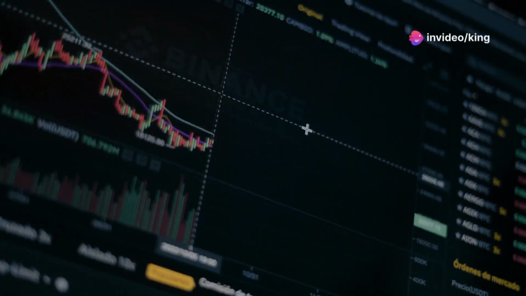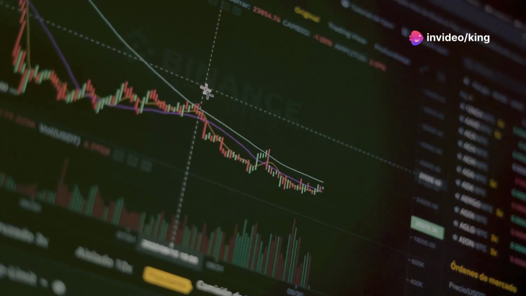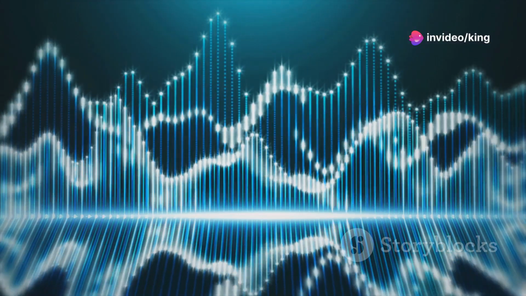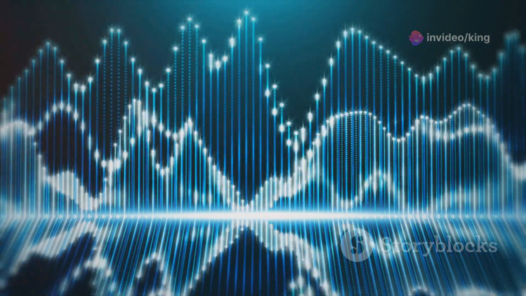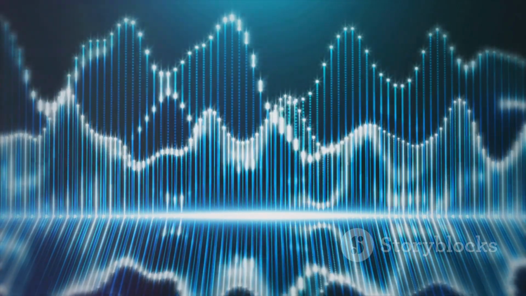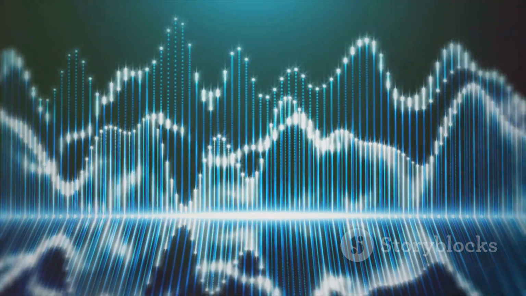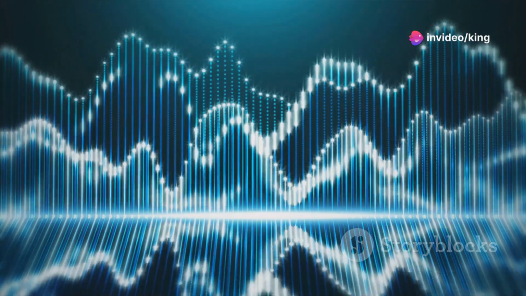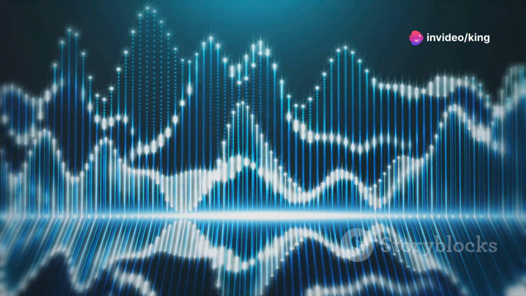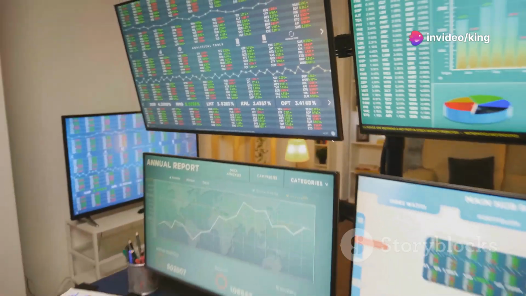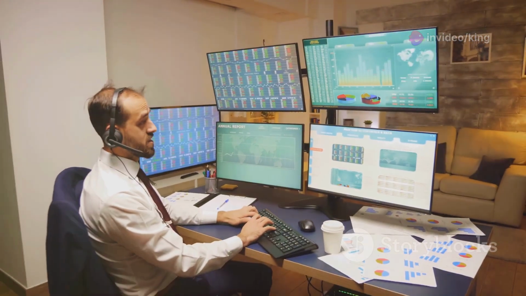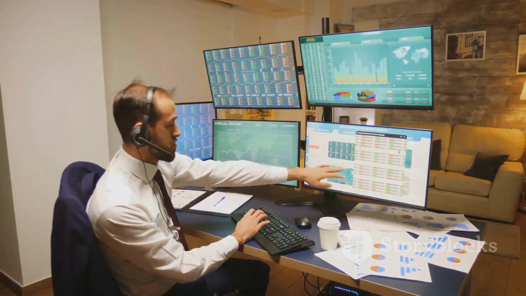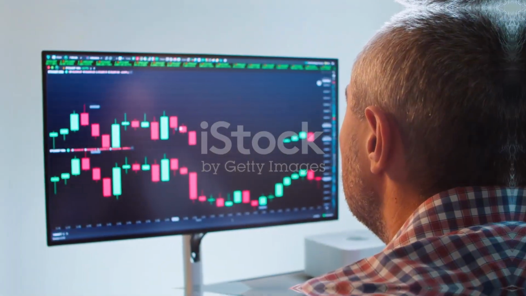Set up your order entry panel for quick trades. Practice placing market orders, limit orders, and stop orders. Familiarize yourself with hotkeys for faster execution. Many platforms allow you to create templates for your chart setup. This ensures consistency across different assets and trading sessions. Remember, in scalping, every second counts. A well-organized platform can give you a significant edge.